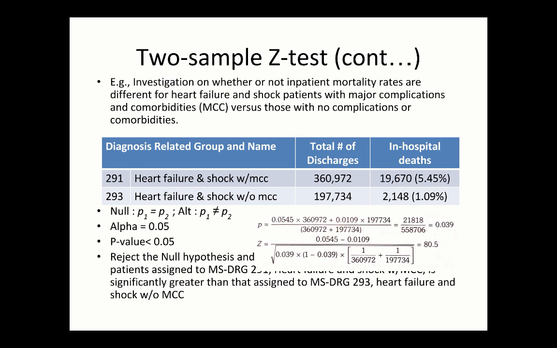Next, we calculate the z-stat using the equation found on the previous slide. Of course, we would have to use software to do this for us, so I won't go through all the math, but the math is worked out on the slide, and we obtain a z-stat of 80.5. And after looking that value up in our normal distribution table, we find that our p-value is less than 0.05. Therefore, we have enough evidence to reject the null hypothesis and conclude that the mortality rate for patients assigned to MSDRG 291, heart failure and shock with major complications and comorbidities, is significantly different than that assigned to MSDRG code 293, heart failure and shock without major complications and comorbidities.